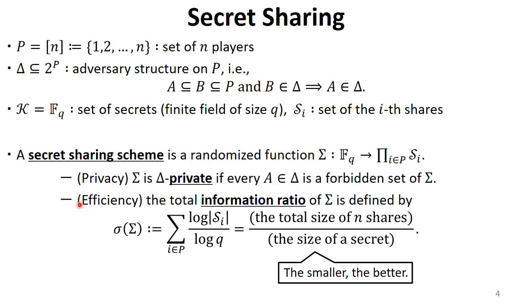And we measure the efficiency of the secret sharing scheme by the total information ratio, which is defined by the ratio between the total size of n shares and the size of a secret. So it is important to minimize the information ratio to achieve better efficiency.